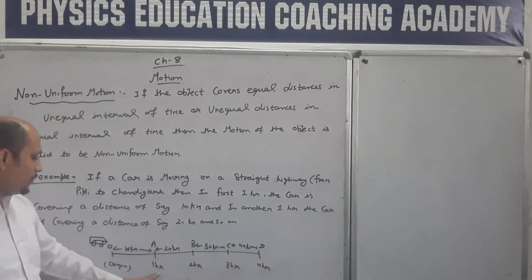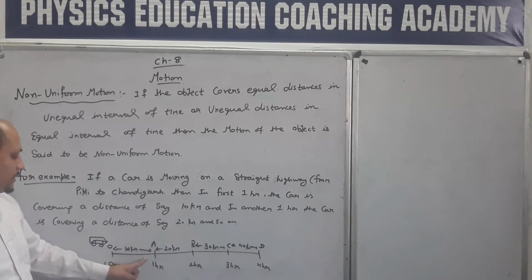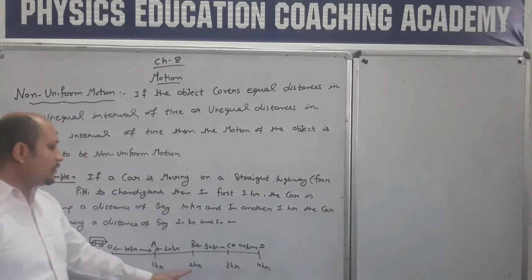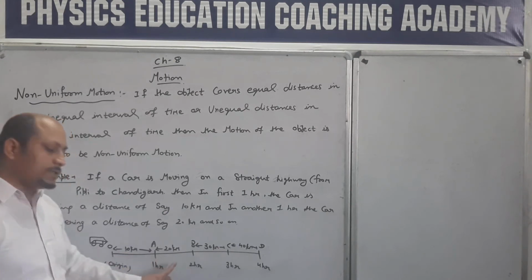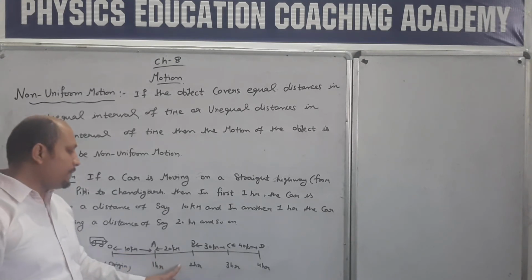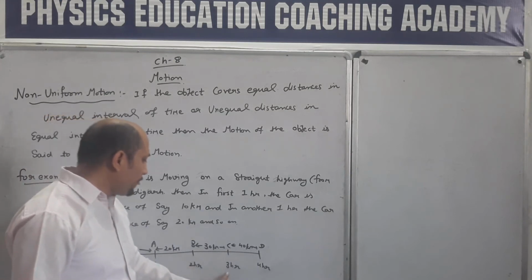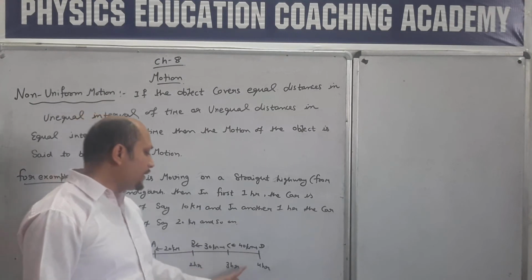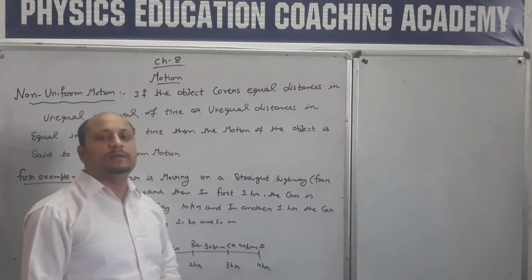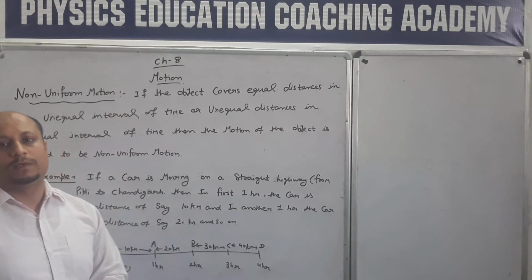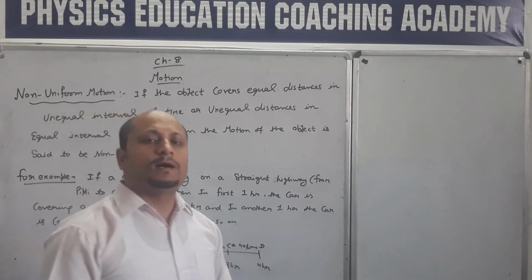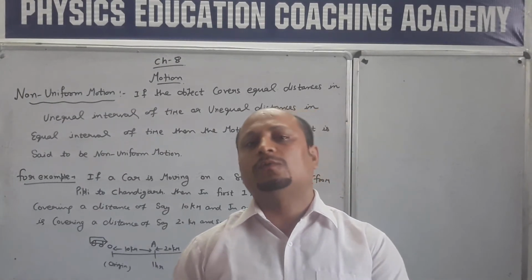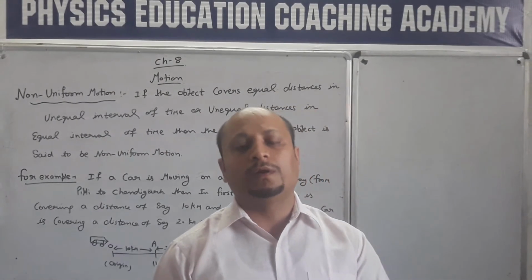In first 1 hour the car is traveling a distance of say 10 kilometer. In the second 1 hour the car is traveling a distance of say 20 kilometer. In the next 1 hour the car is traveling a distance of say 30 kilometer. In the next 1 hour the car is traveling a distance of say 40 kilometer. It means the car is covering an unequal distance in equal interval of time, 1 hour each.